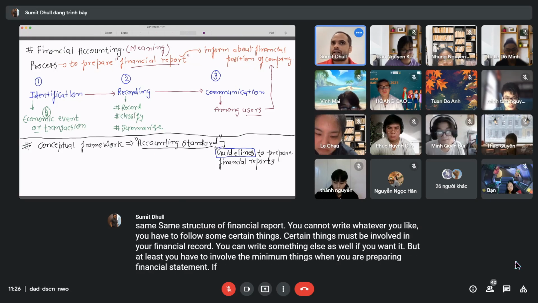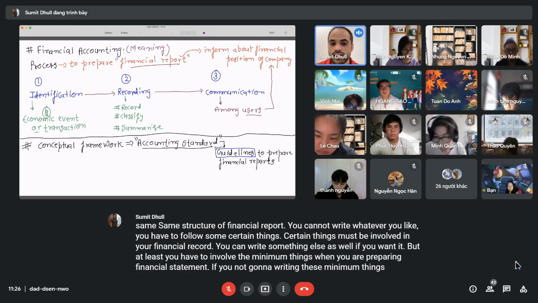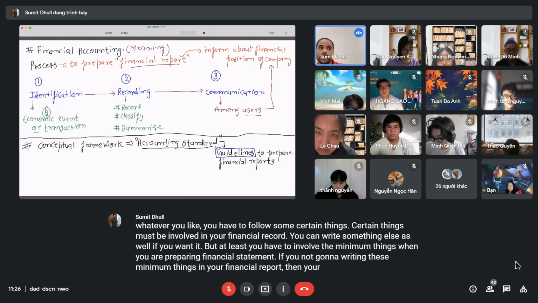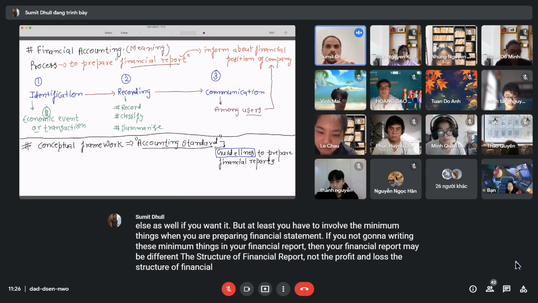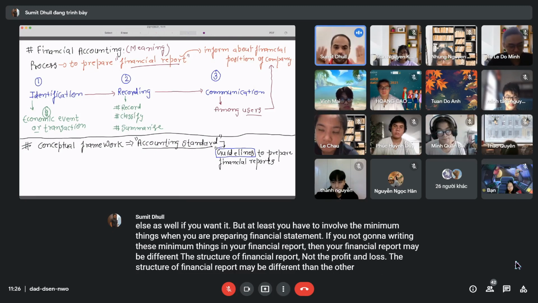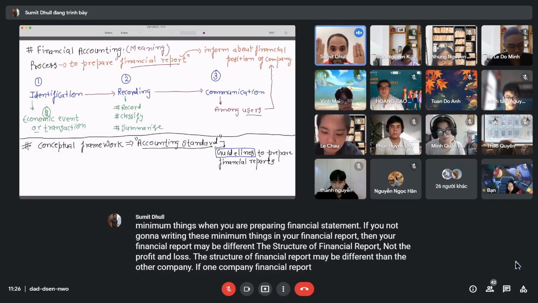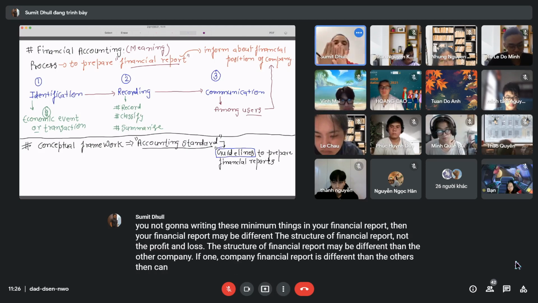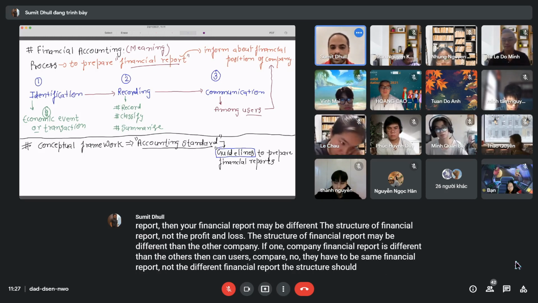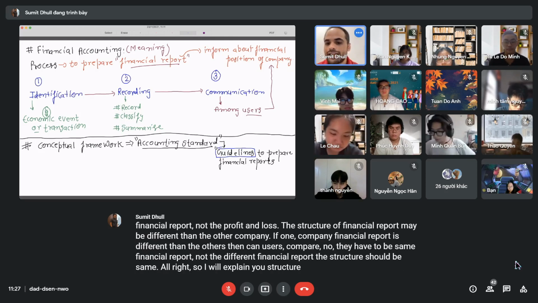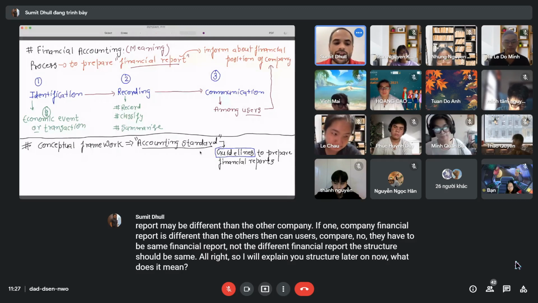If you do not write these minimum things in your financial report, then your financial report may be different. The structure of the financial report, not the profit and loss, may be different from the other company. If one company's financial report is different from the others, then can users compare? No. They have to have the same financial report, not a different one. The structure should be the same. All right. So I will explain the structure later on. Now, what does guideline mean?